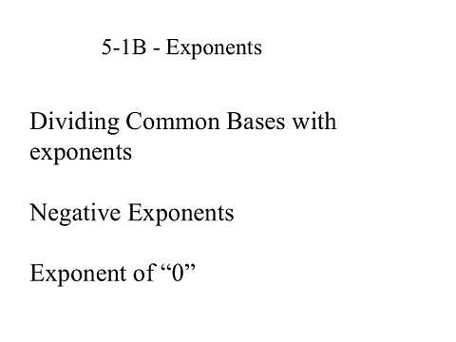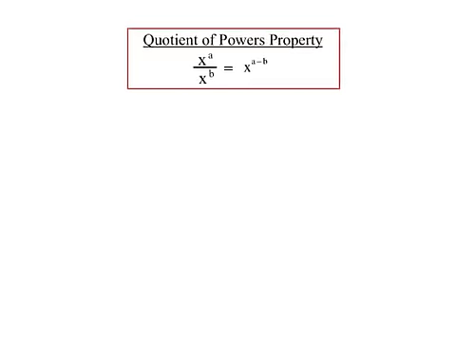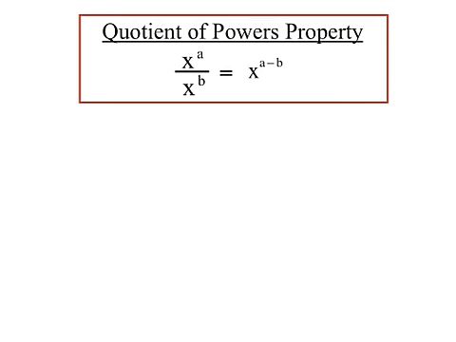Now we're going to talk about dividing common bases with exponents, negative exponents, and exponents of 0. When I'm dividing common bases with exponents, the basic rule is that you subtract the exponents. There's a couple ways we can do this.